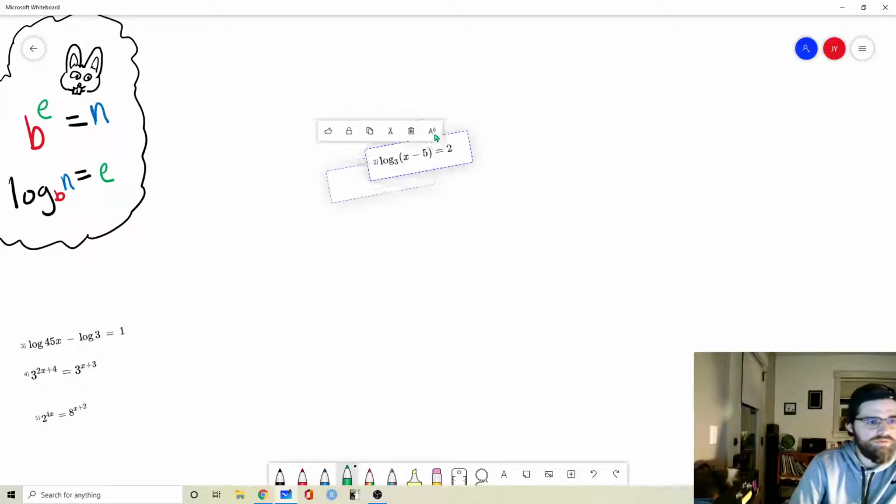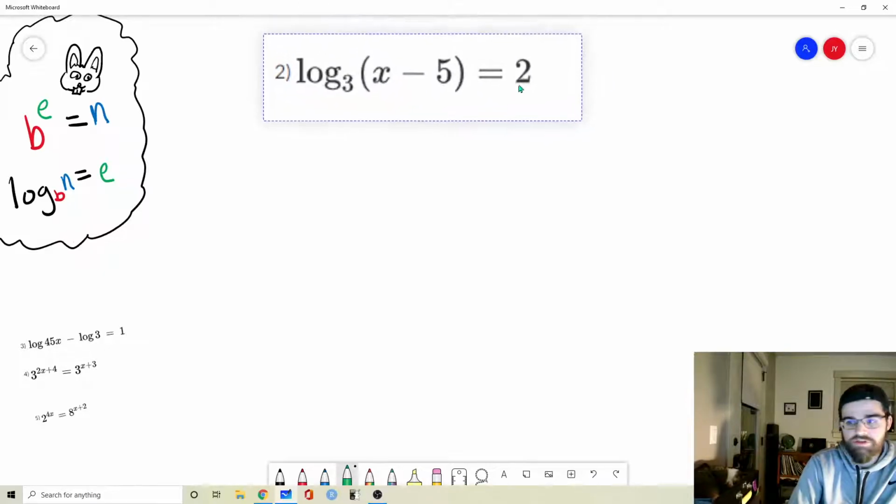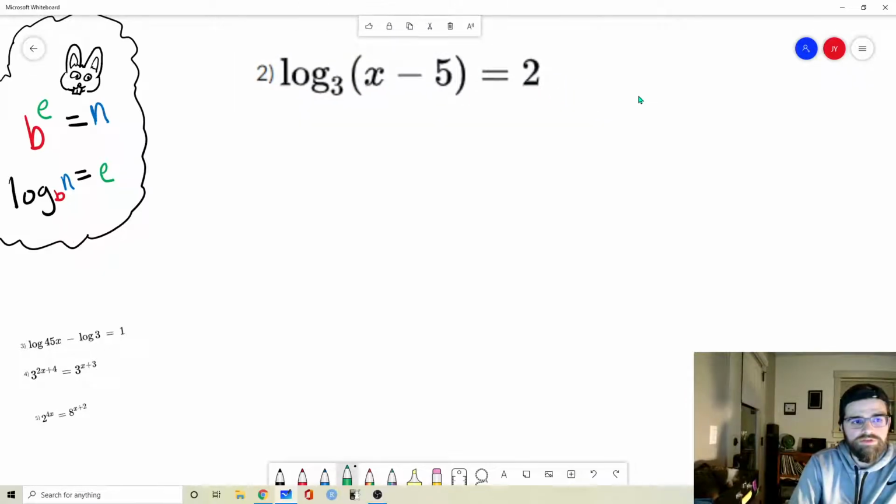Let me move you. All right. So on number 2, we've got log base 3 of x minus 5 equals 2. So here's our first legitimate logarithmic equation that we need to solve. So we got log with a base of 3. There's a whole algebra expression inside the log, and then it's equal to 2. So again, all we need to know is Ben the Bunny, right? He's always watching. He's always here. Ben the Bunny.